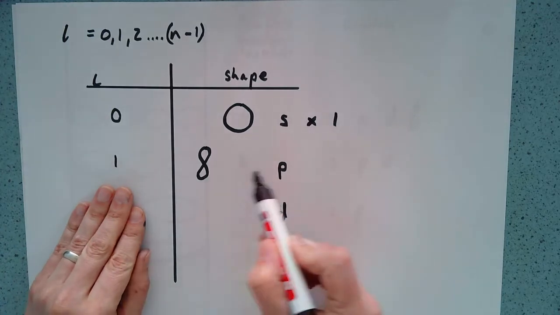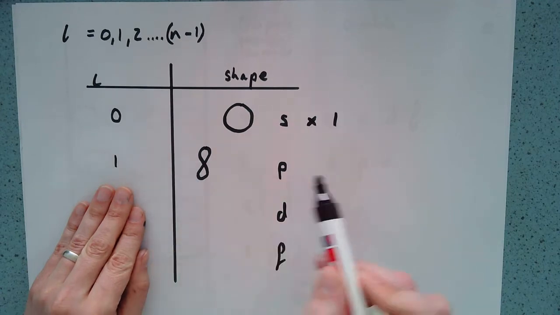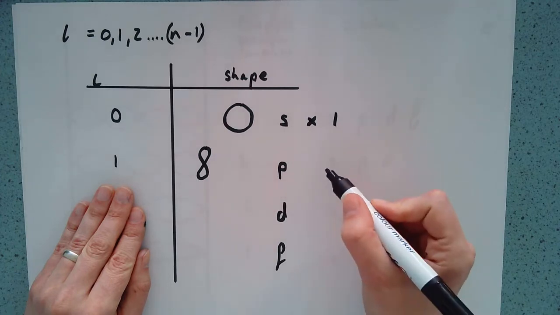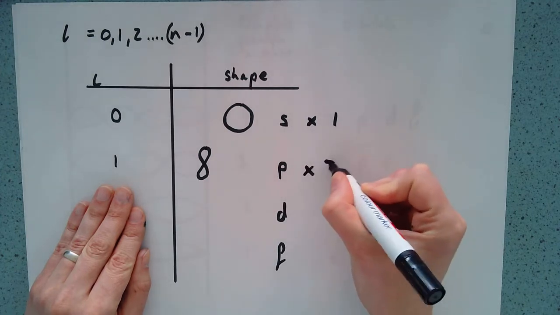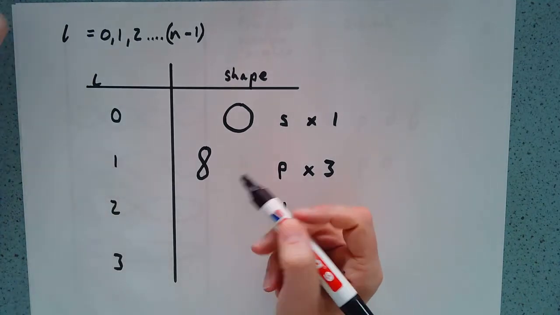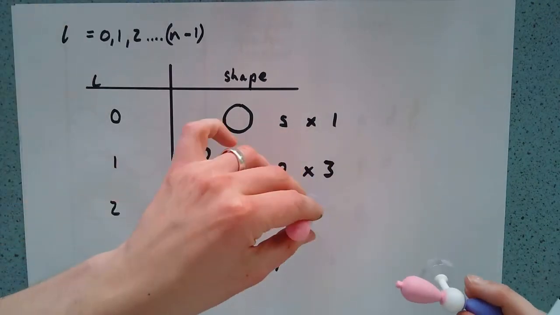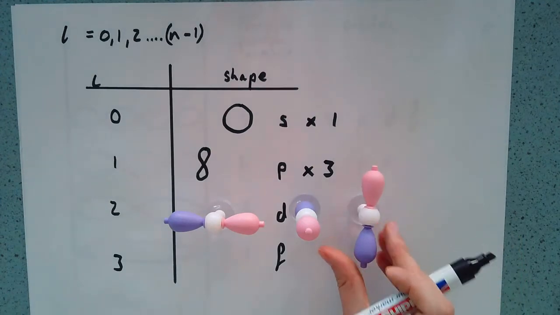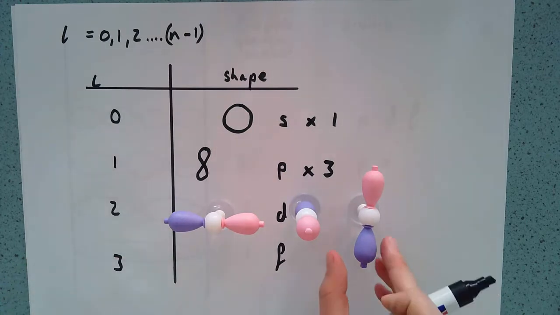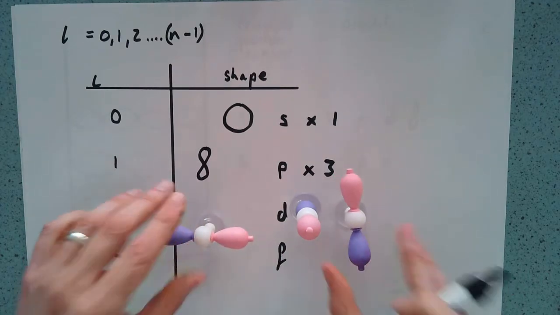With the next one, with p, we have L is 1, so we can have -1 to +1 and all of the numbers in between. So we could have -1, 0, and +1. That's 3 p orbitals. So there are 3 p orbitals, and this one would be the -1, and then you've got the 0, and then we've got the +1 in a different orientation. They're just in different orientations. We don't need to worry about which one is which, but we do need to worry about the fact that there are 3. They're all the same shape, and they're all kind of superimposed on top of each other.